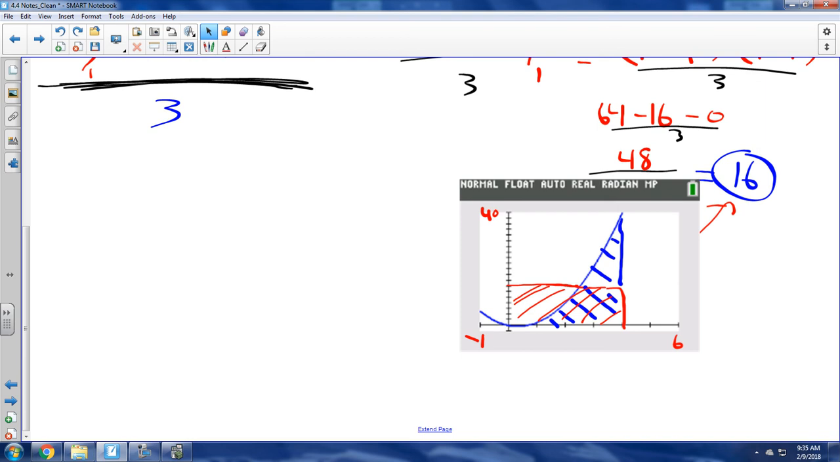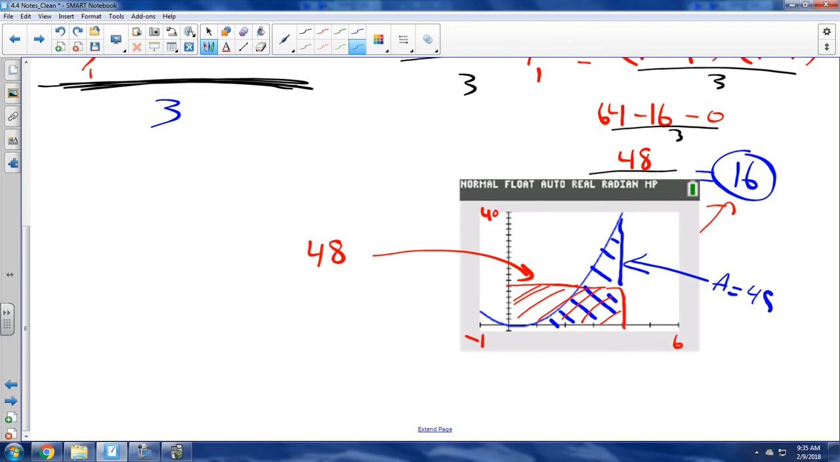So the area of that red box should really be 4 by 16. It's 48. So this red area should really be 48. And then the area under the curve, the blue area, should equal also 48 because we integrated to get that. So what's happening is that these are getting the same area. So what we're seeing is that that 16 is the average height of this graph.